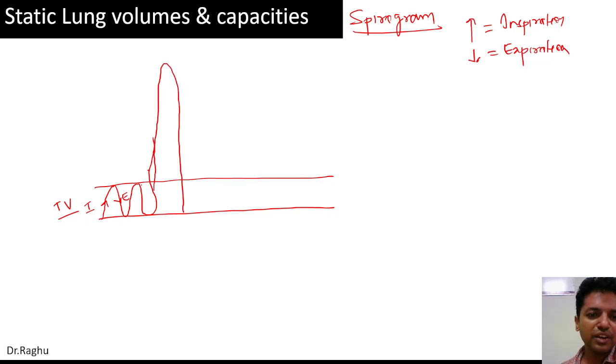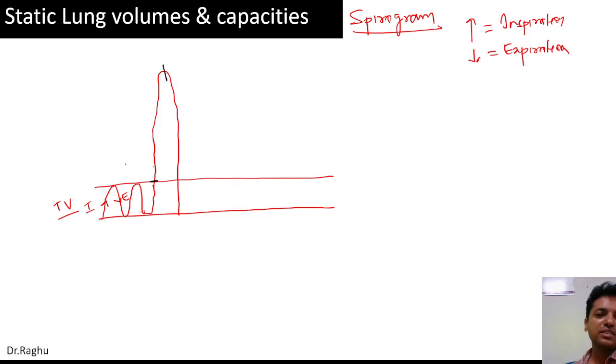Should be like this. Okay, so the amount, I'm asking the person to take a deep possible inspiration. Very bad at drawing, that's the thing. Okay, deep possible inspiration with maximum inspiratory effort. So now I want you to tell me this volume. What is the volume extending from this point to this point?